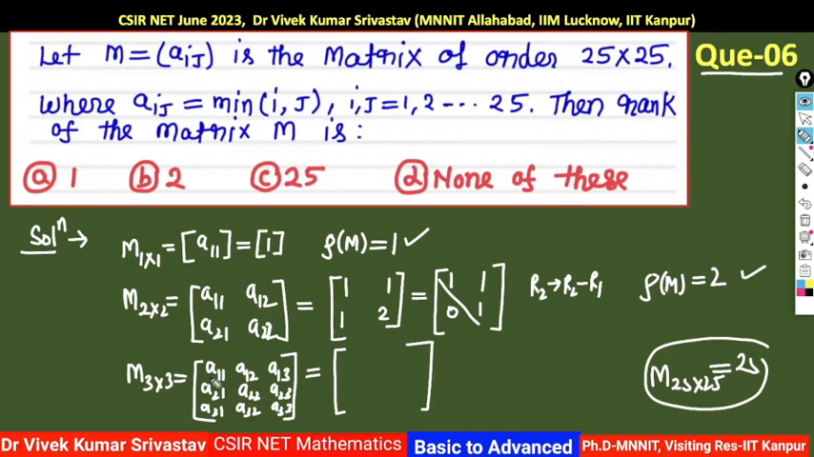So what is the minimum value of A11? 1 is 1. Minimum value of A12 is 1. Here also 1 3 is there, so the minimum value is 1. Now in the second row, 2 1, so the minimum value is basically 1. 2 2, so the minimum value is 2. 2 3, the minimum value is 2. Now see this one, A31, so the minimum value is 1. Here, 3 2 is given, so the minimum value is 2. And here 3 3, so the minimum value is 3.